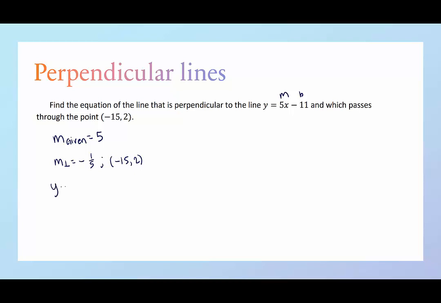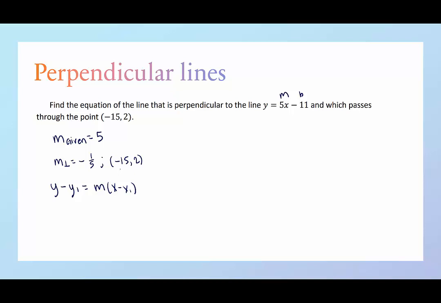Point-slope form is y minus the y-coordinate of the given point equals m times x minus the x-coordinate of the given point. This is actually a variation of the slope formula, right? If we multiply both sides by x minus x1, we would see that we would get from the slope formula this point-slope form.